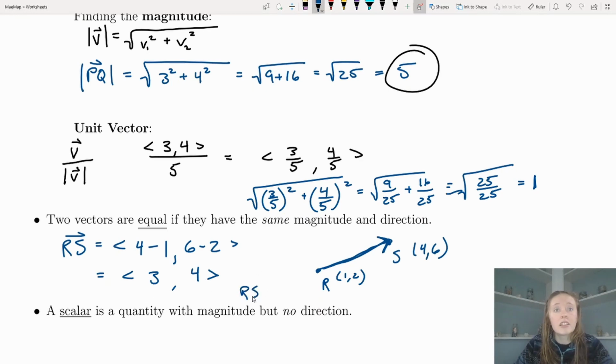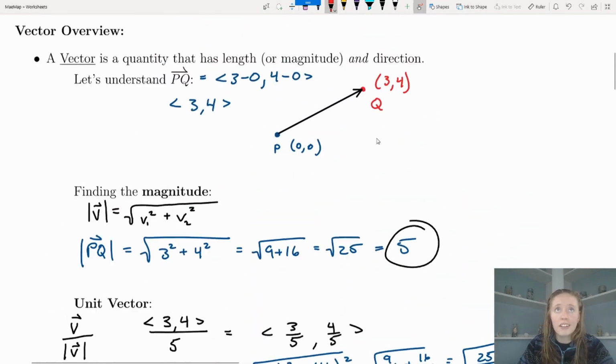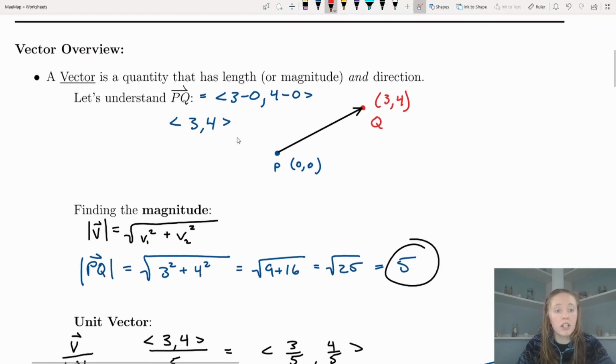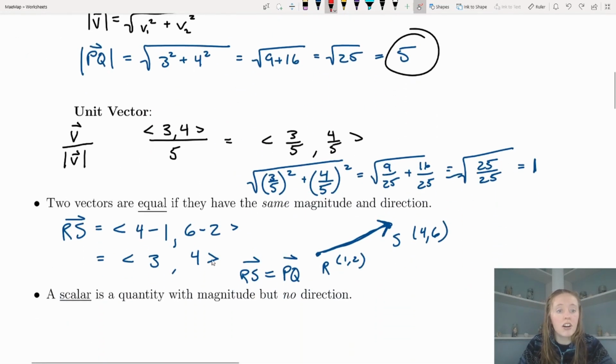RS is equivalent to that above vector PQ, because remember, PQ was vector 3, 4, and RS is also vector 3, 4. Same direction, and they also happen to be the same exact, so that's going to give us the same magnitude. So just because I'm not necessarily starting at the origin, 0, 0, those vectors are the same.